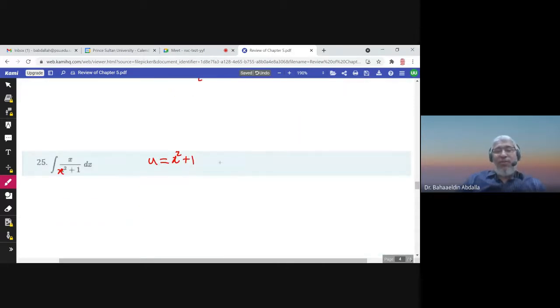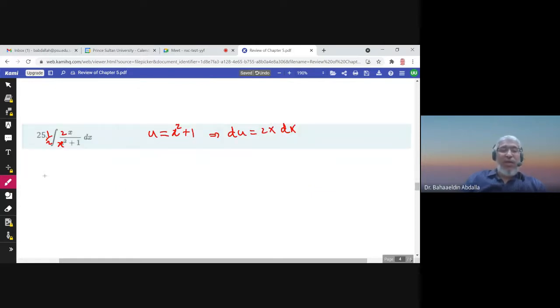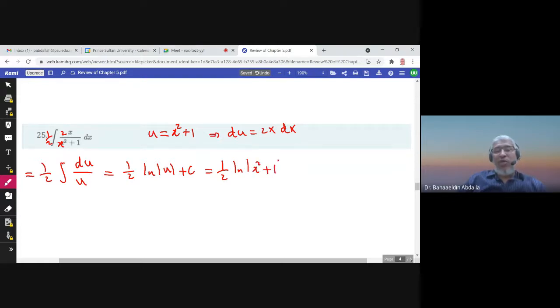So du would be 2x dx. Well, I have x, so just multiply by 2 and half outside. And then the integral would be half integral 2x dx is du, and x squared plus 1 is u. And the integral of u is ln absolute value of u. And then you just write the value of u, which is x squared plus 1. So this is the answer.